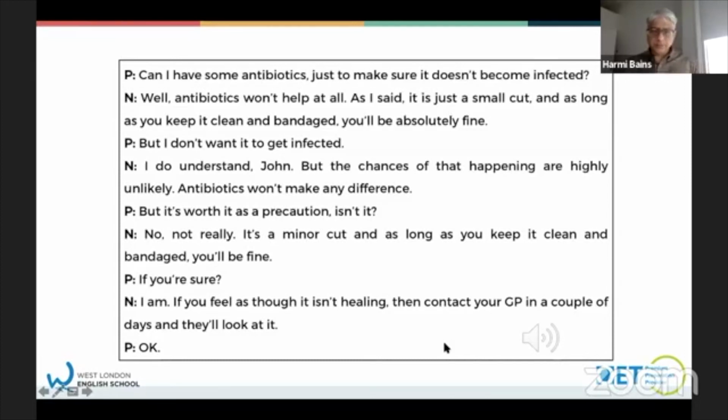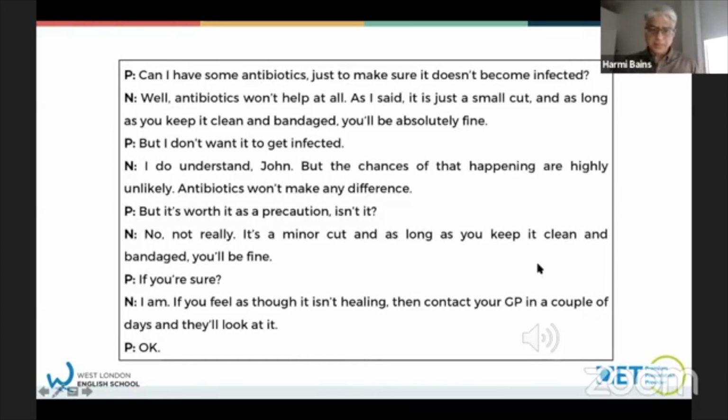Can I have some antibiotics just to make sure it doesn't become infected? Well, antibiotics won't help at all. As I said, it's just a small cut. And as long as you keep it clean and bandaged, you'll be absolutely fine. But I don't want it to get infected. I do understand, John, but the chances of that happening are highly unlikely. Antibiotics won't make any difference. But it's worth it as a precaution, isn't it? No, not really. It's a minor cut, and as long as you keep it clean and bandaged, you'll be fine. If you're sure. I am. If you feel as though it isn't healing, then contact your GP in a couple of days and they'll look at it. Okay.